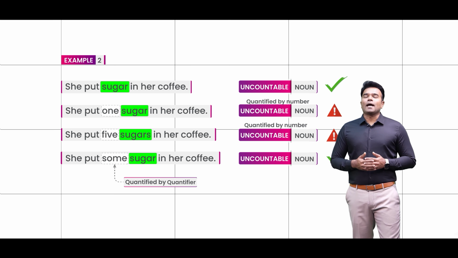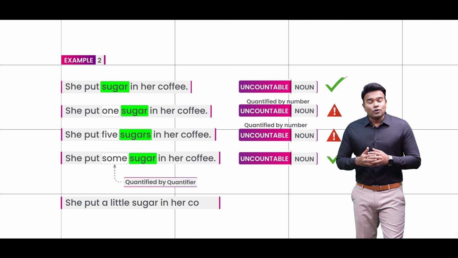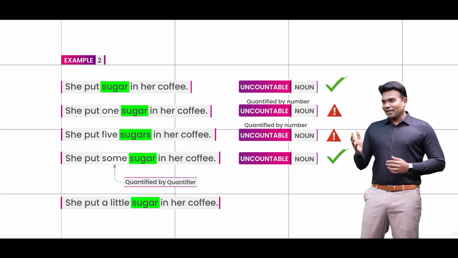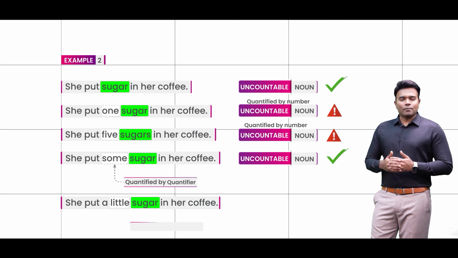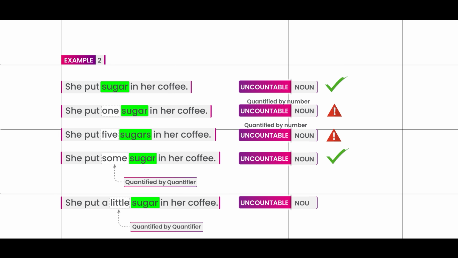Well, that way, have a look at this sentence: she put a little sugar in her coffee. Again, here, a little does not represent any particular number as such, rather it happens to be a quantifier, and such quantification of an uncountable noun is definitely valid.